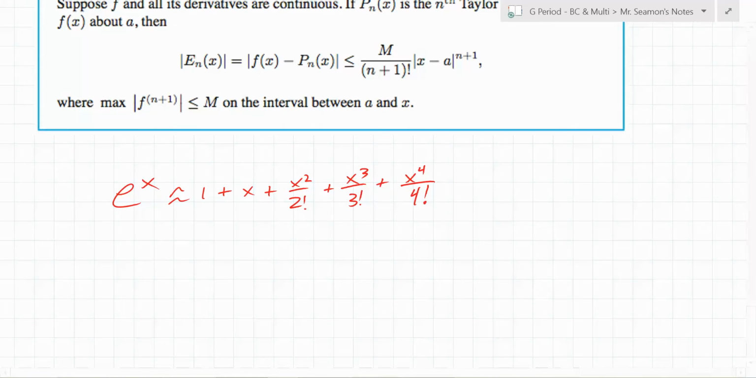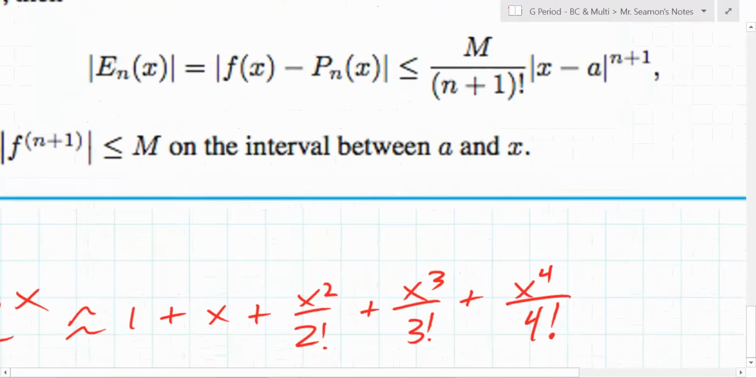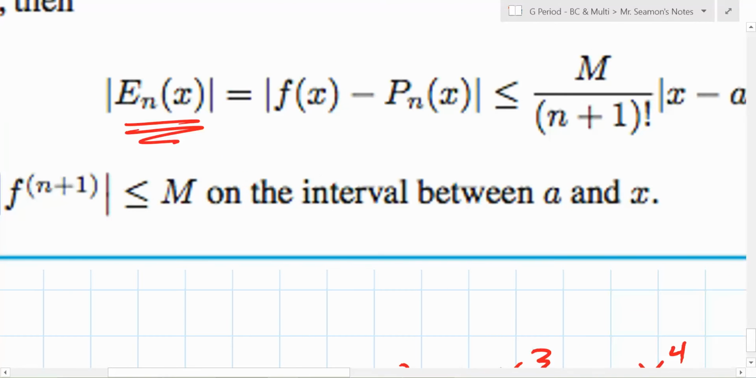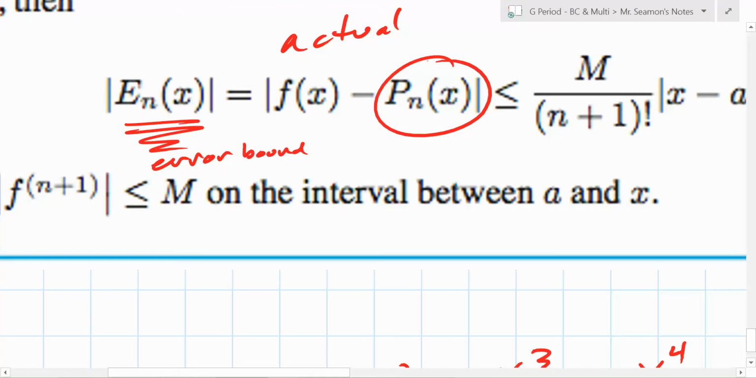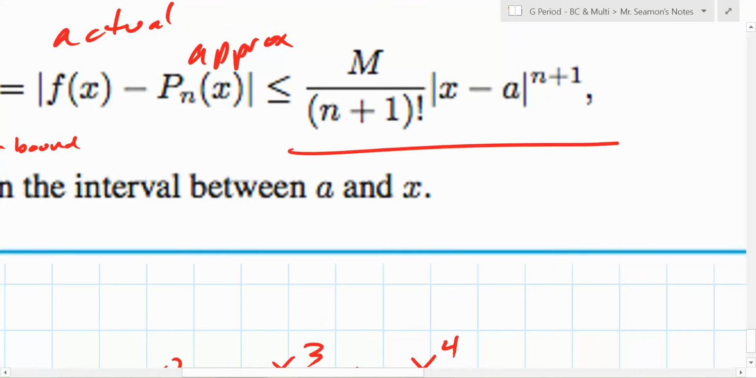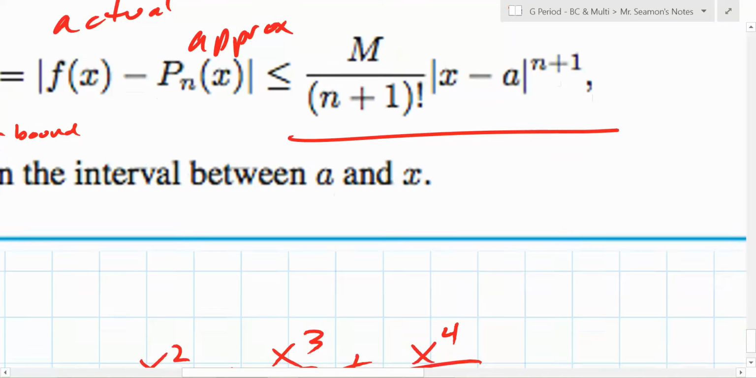So let's look up here. This is another thing you have to understand from the notation. This represents the error bound. f of x is the actual function, and Pn of x is our approximation. The error is the difference between the actual and the approximation. And we're saying that the difference between the two is going to be less than or equal to this thing right there. So let's just fill in the blanks.